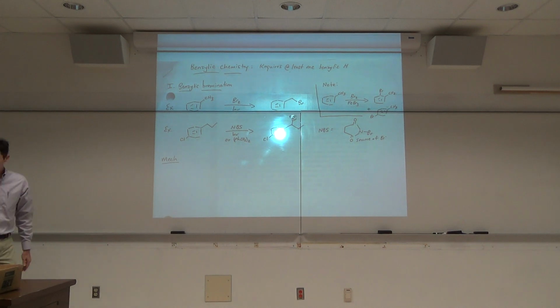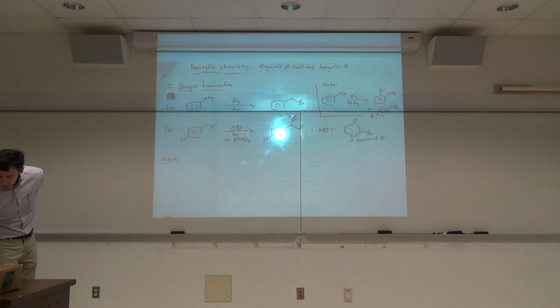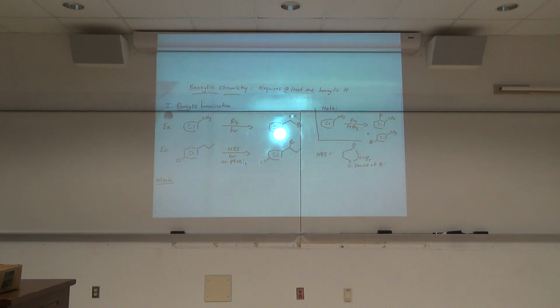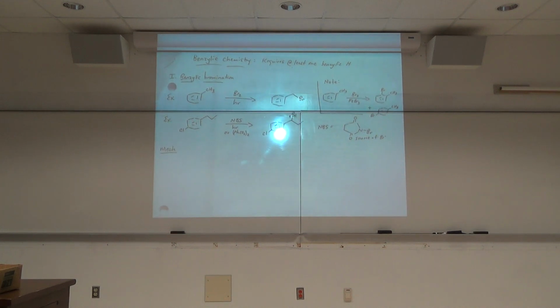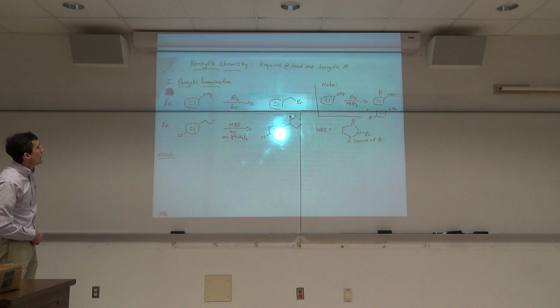Benzylic chemistry. We also have the handout today, which is multi-step synthesis. We need to look at multi-step synthesis today. Okay. We're going to look at a group bonding to the benzene ring. First thing is benzylic bromination.